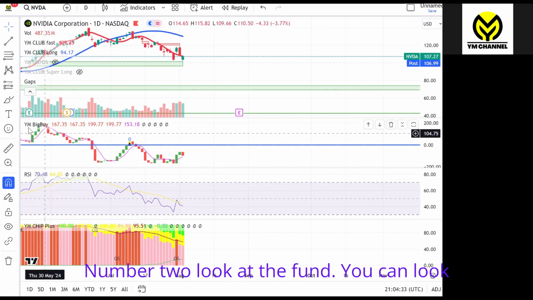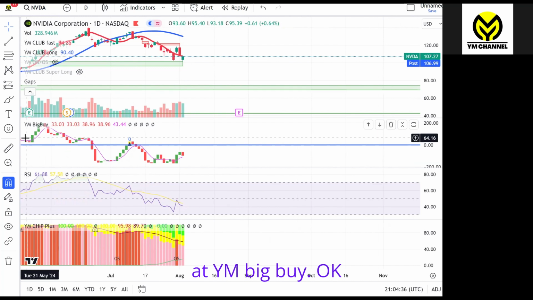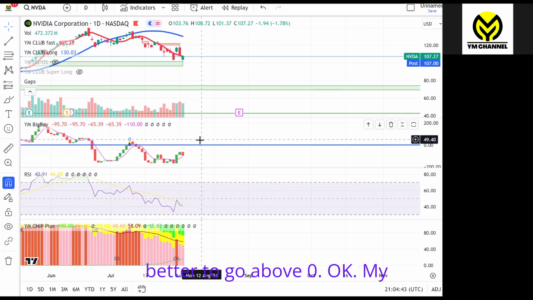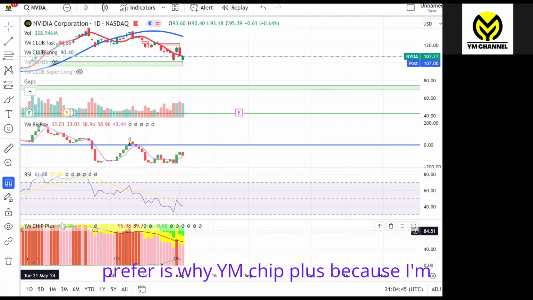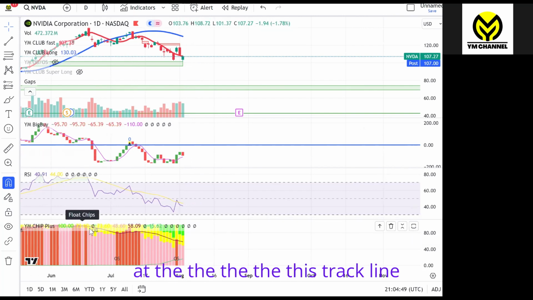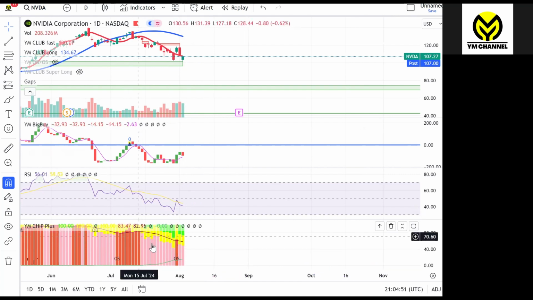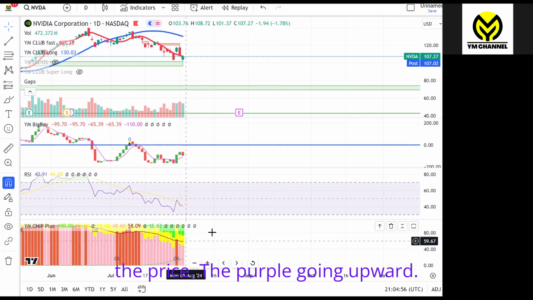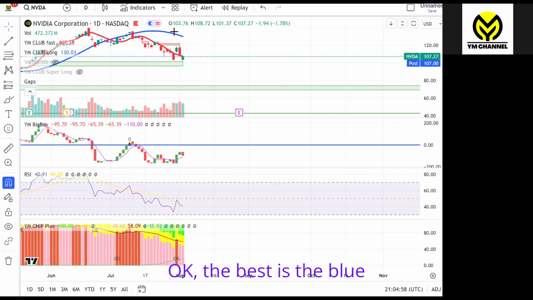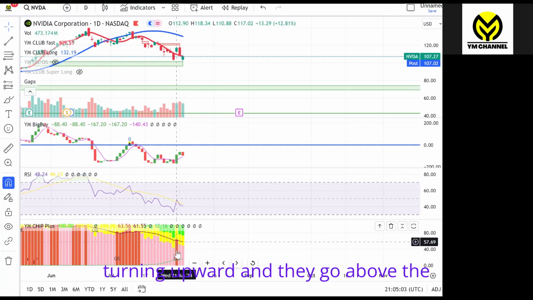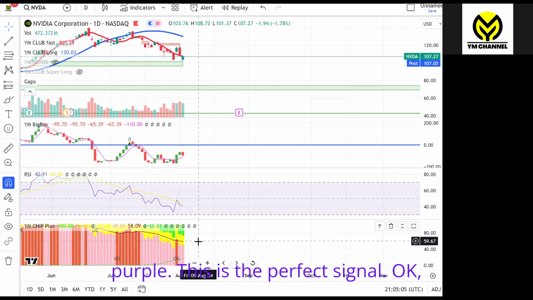Number two, look at the fund. You can look at YM big buy. Minimum, green candle first. Better to go above zero. Okay, my preference is YM cheapest because I'm more of a long-term investor. So I will look at this track line. Minimum they need to go above, and then the purple going upward. Okay, the best is the blue turning upward, and this one also turning upward, and they go above the purple. This is the perfect signal.